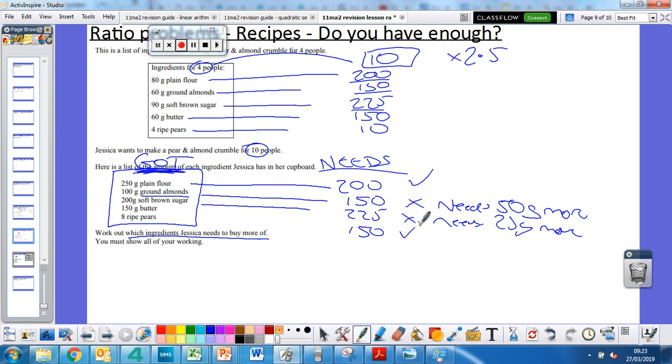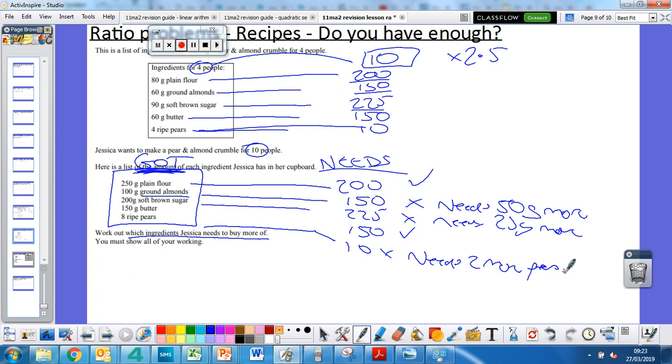She has 8 ripe pears. She needs 10. Does she have enough? Well, she needs 10. Sorry, she has 8. She needs 10. She does not have enough. She needs 2 more pears.